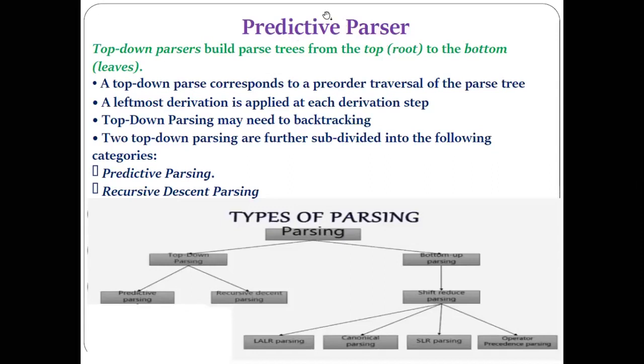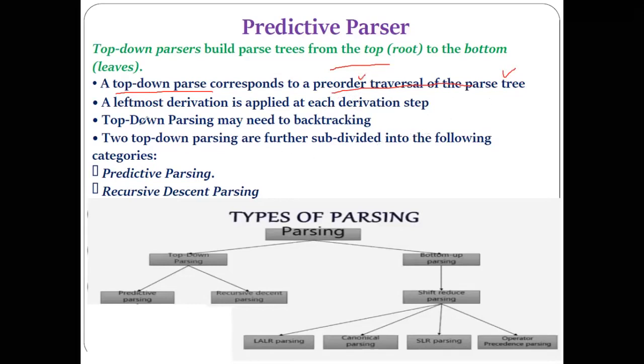As you can see here, I have mentioned that the top down parser builds the parse tree from the root to the leaves, and that is the reason it is called top down parsing. Here I have also mentioned that top down parsing is related to the pre-order traversal of the parse tree. Pre-order traversal means traversing the parse tree from the left side. That is the reason it is referred to as pre-order traversal of the parse tree.